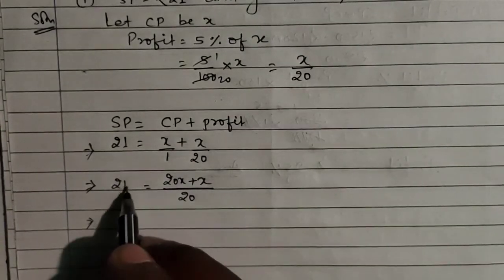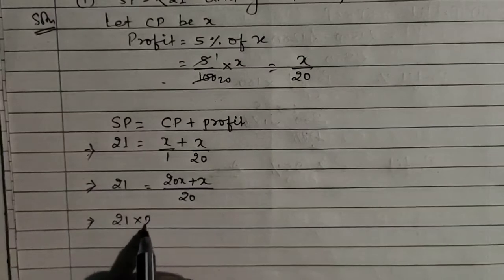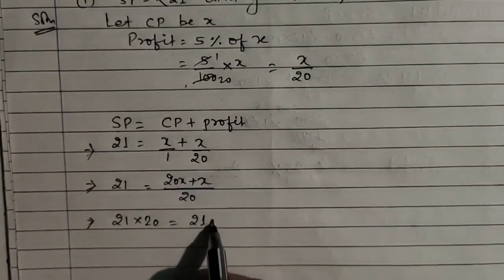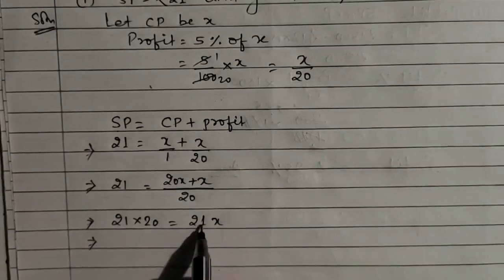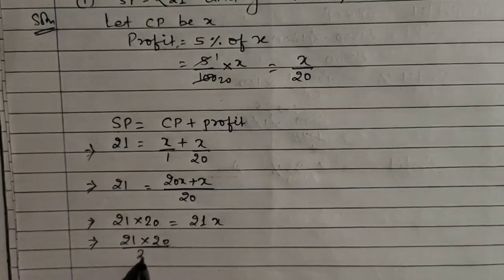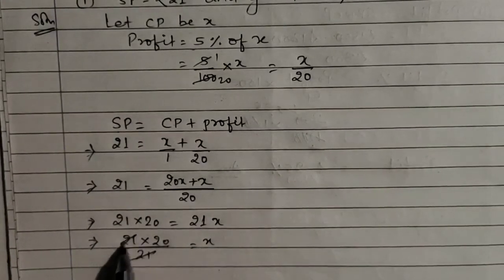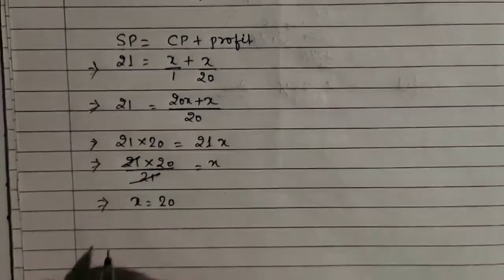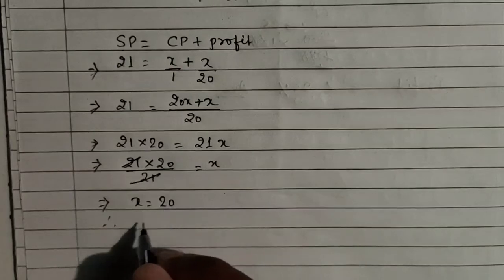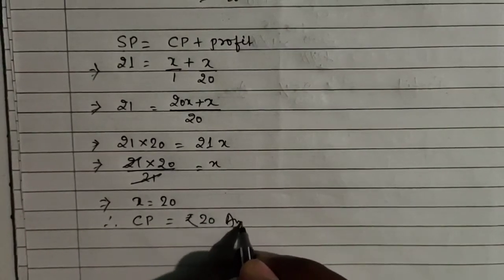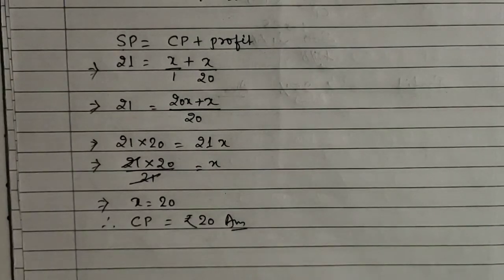Now this 20, when it goes to this side, will be in multiplication since it is in division. 21 into 20 is equal to 20x plus x, that is 21x. In the next step we will send this 21 to the LHS. 21 into 20 by 21 is equal to x. The 21 cancels, therefore the value of x is equal to 20. Since we assumed x as cost price, the cost price is equal to rupees 20. In this type of question we solve by assuming the cost price.